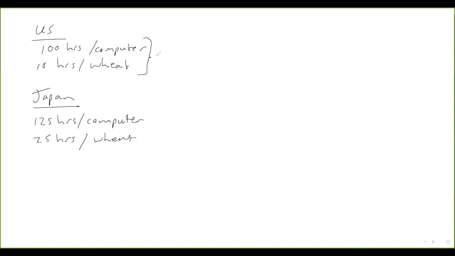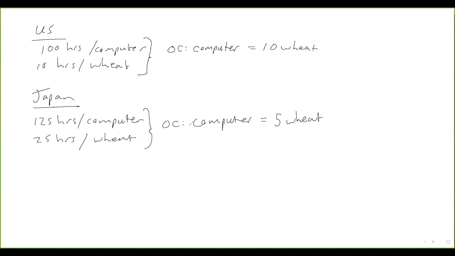So let's evaluate the opportunity cost, and we know that using these numbers, we get that the opportunity cost of a computer is 10 tons of wheat, or the opportunity cost of wheat is 1/10 of a computer. And in Japan, the opportunity cost of a computer is 5 tons of wheat. So, in terms of wheat, it's cheaper for Japan to produce computers compared to the US, even though the US has an absolute advantage in computer production, right? Because the opportunity cost of a computer is lower in Japan.